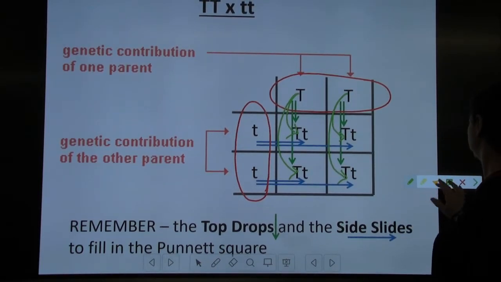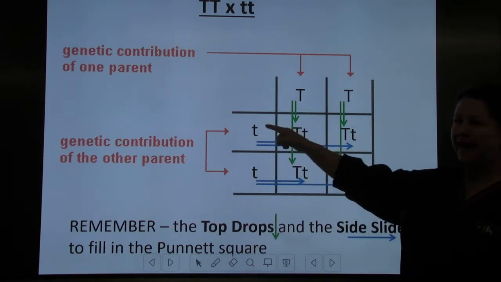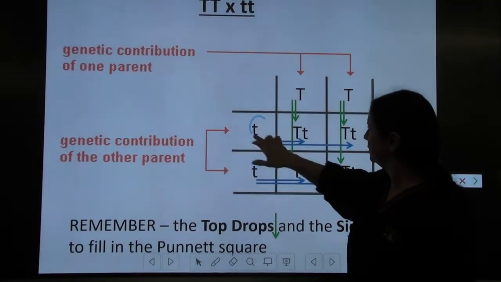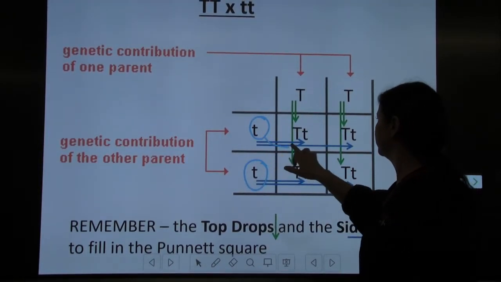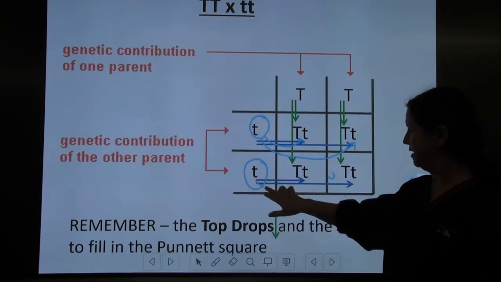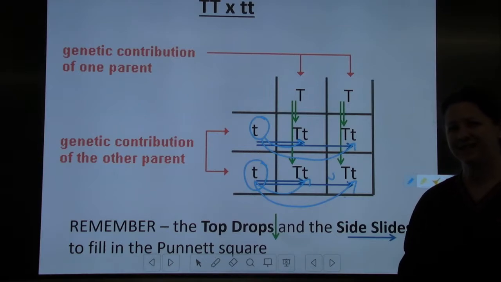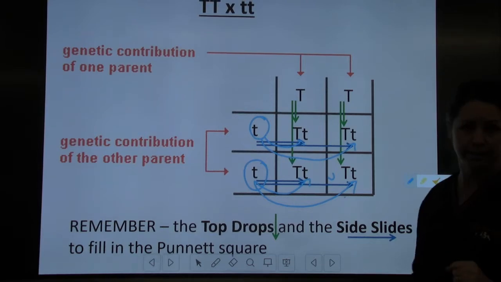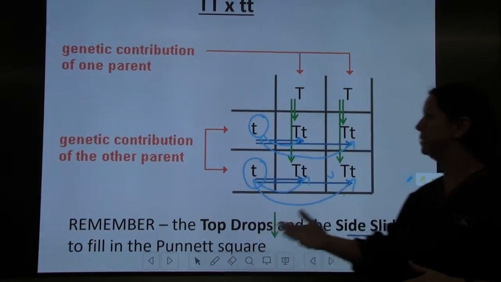Okay, now the side slides. And so we're going to take these little t's over here. Here's our two little t's from our parent that was homozygous recessive. And that little t comes over to there, and it comes over to there. And this little t comes over and comes over. So side slides. Whatever is at the top drops into every box underneath it. Whatever's at the side slides across into every box beside it.